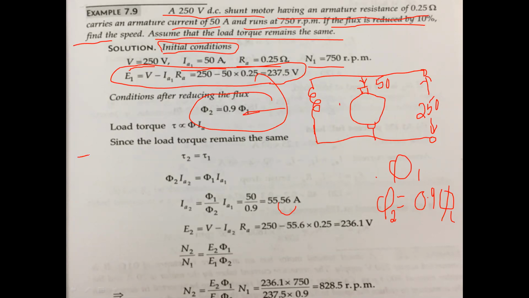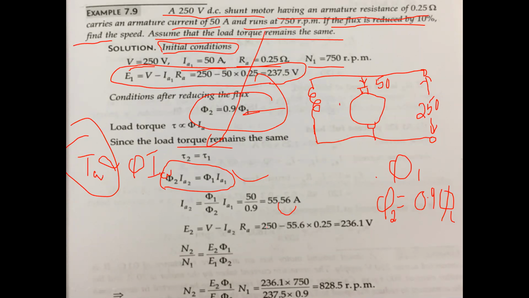We know that armature torque is given by some constant into flux into armature current Ia. The torque remains same, so T1 equal to T2. That means phi1 IA1 equal to phi2 IA2. Torque is proportional to flux and armature current. This is the formula because torque remains constant under the given condition. From this we calculate IA2: IA2 equal to phi1 by phi2 into IA1. Substituting, we get 55.56 as the new armature current.